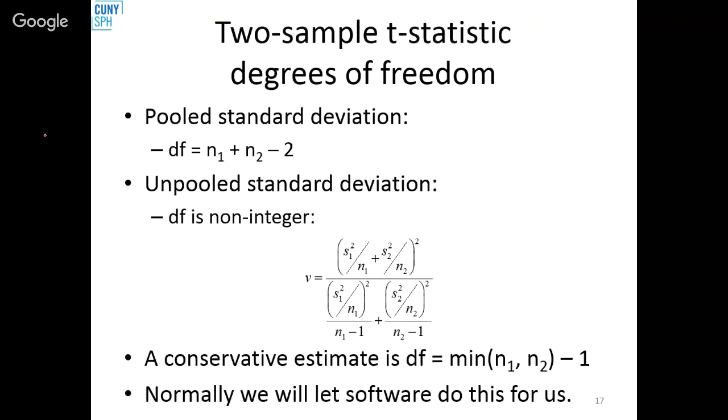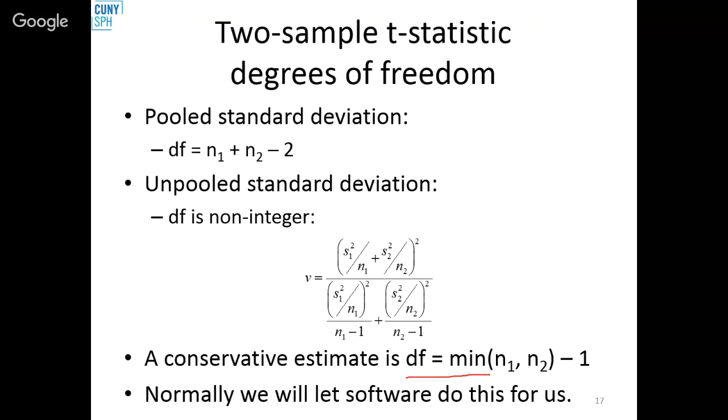But on the other hand, with the pooled standard deviation, your degrees of freedom is simple. It's just your total sample size minus 2, because there's 2 means being estimated. But if they're not pooled, then your degrees of freedom is something complicated and it's not an integer.